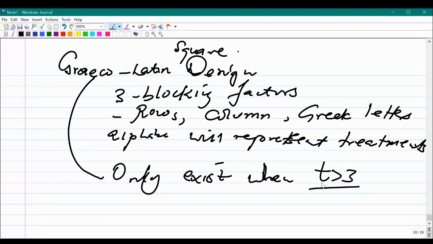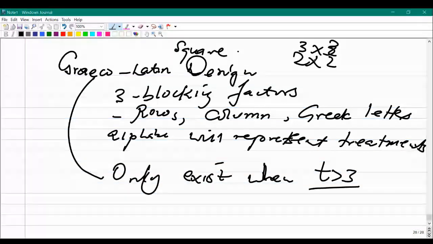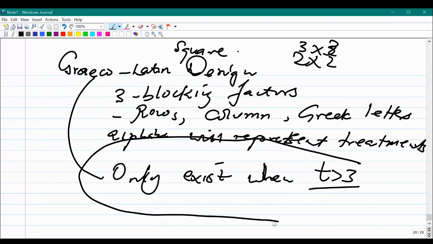Why does it only exist when t is greater than 3? Because if it's 3 or less, the same letters will be assigned to the same Greek letters. You must know the reason why the Greco Latin square design only exists when t is greater than 3. It's very, very important.